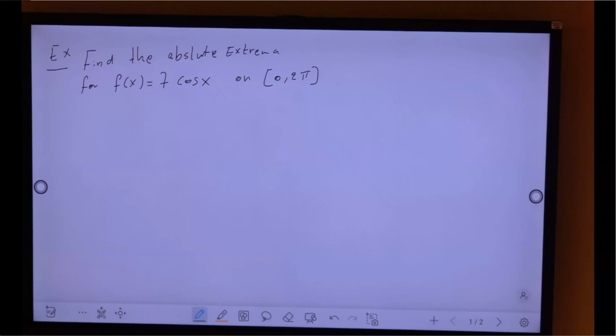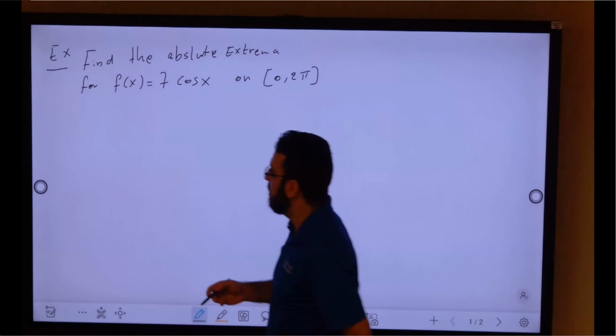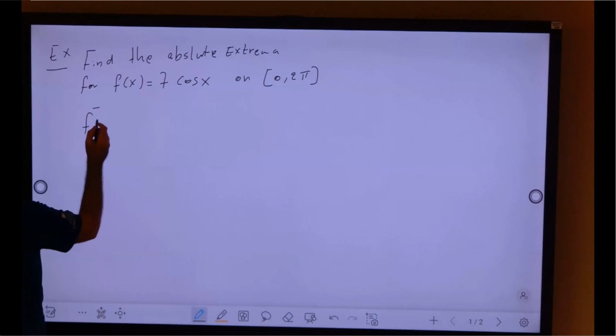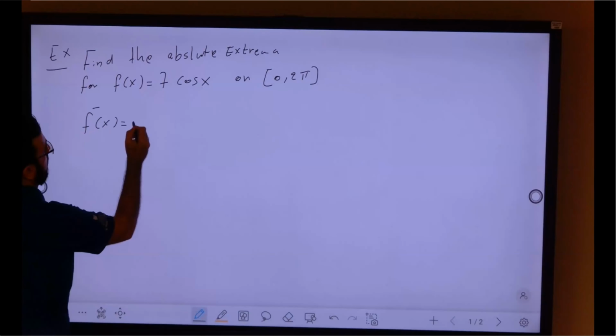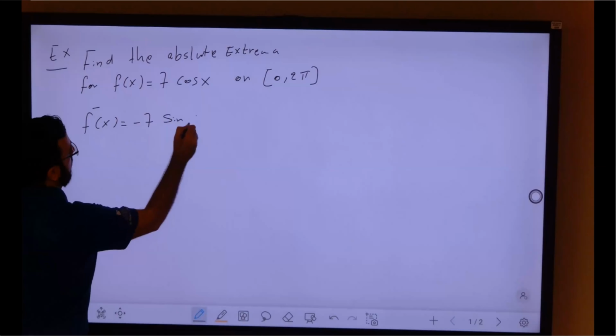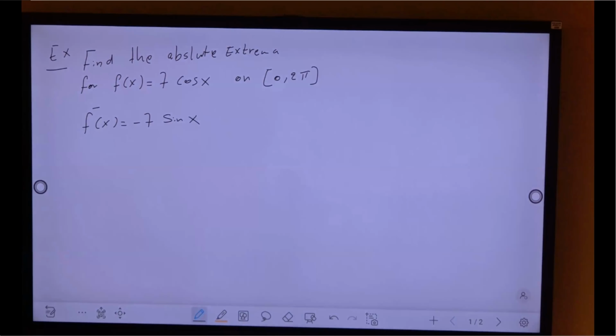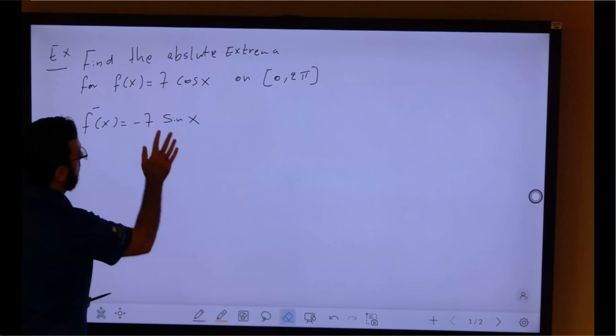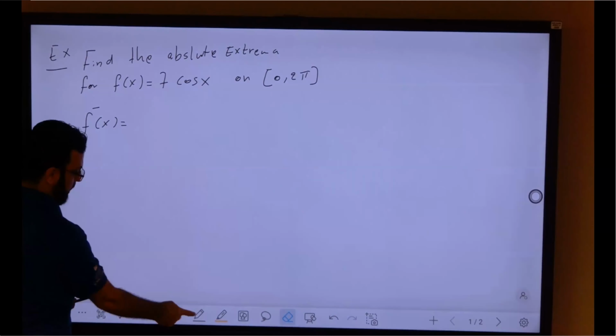So we're going to do the same thing. Use the product rule. Find the derivative. So f prime is going to be negative 7 sine x. That's it. We just keep the 7. You can do the product rule, the same thing.